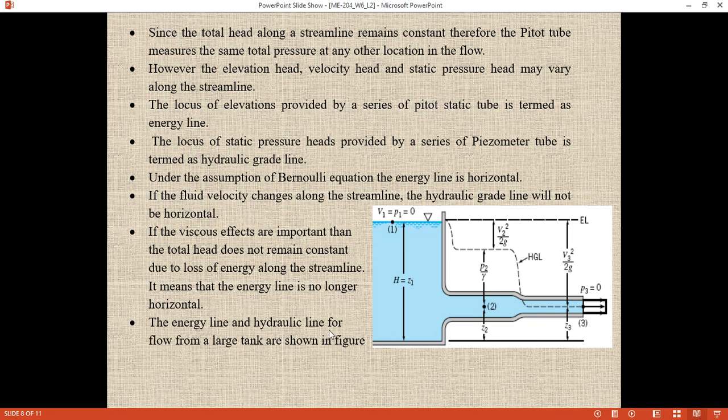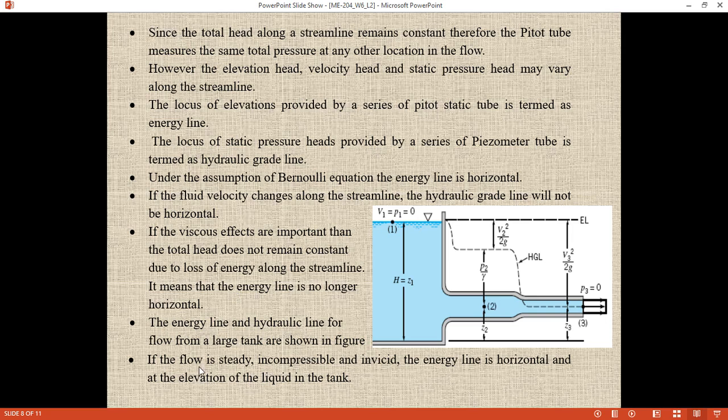The energy line and hydraulic line for flow from a large tank are shown in the figure. That we have discussed already. If the flow is steady, incompressible and inviscid, the energy line is horizontal, that we already discussed, at the elevation of the liquid in the tank. So the hydraulic grade line lies a distance v square over 2g below the energy line. So always the hydraulic grade line will be v square over 2g below the energy grade line. So this is the difference between the energy grade line and the hydraulic grade line.